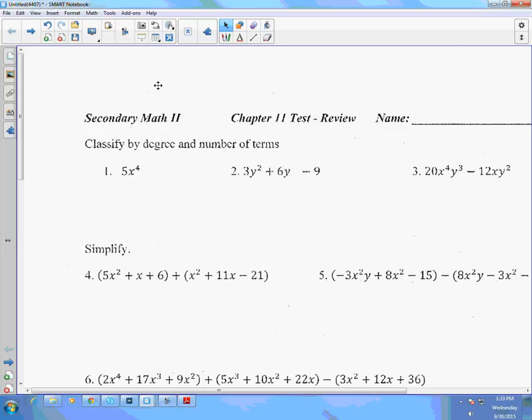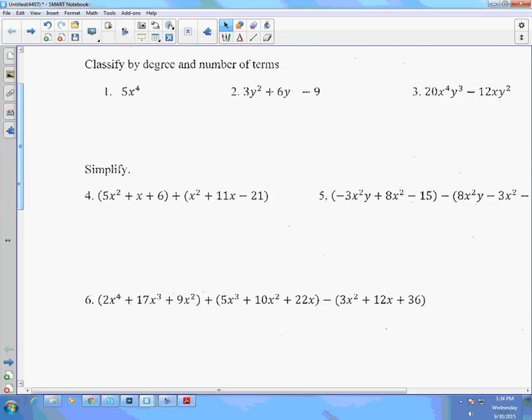The first three problems there are like the ones on the screen paper where it's to be classified by degree and number of terms. The cheat sheet chart will not be given to you. You have to know these names: monomial, binomial, trinomial, cubic, quadratic, linear, constant. You need to know those names.